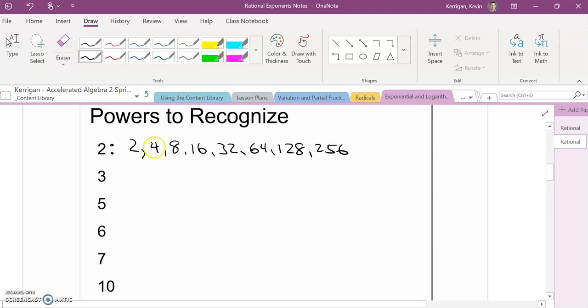So that's 2 to the first, 2 to the second, 2 to the third, fourth, fifth, sixth, seventh, 2 to the 8th power. So what I mean by recognizing powers, if I see the number 32, you should be able to identify that that is 2 to the 1, 2, 3, 4, 5th power. If I see the number 128, that's 2 to the 1, 2, 3, 4, 5, 6, 7th power. I want to be able to do that for all powers of 2.